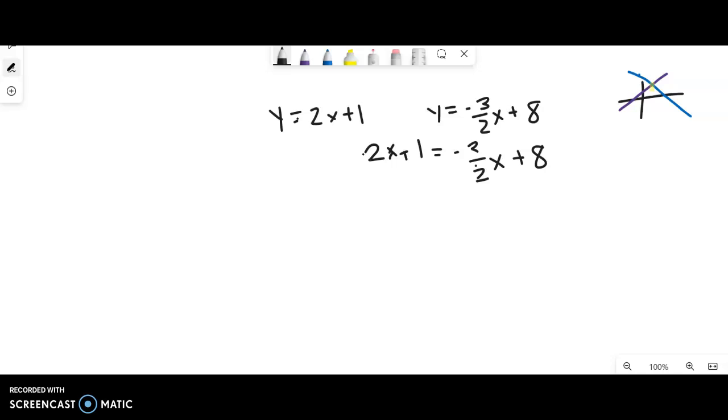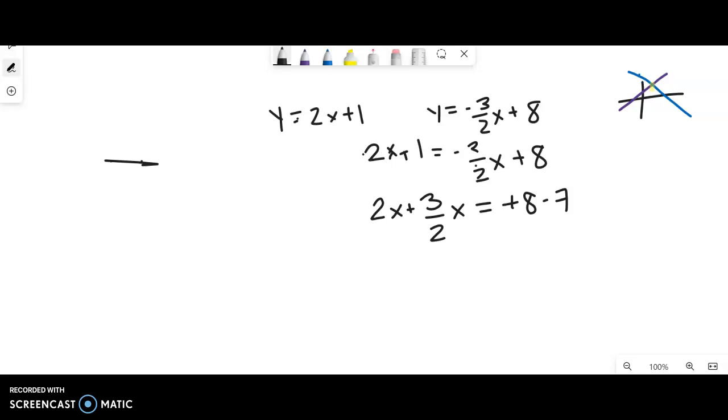Okay, sorry. I'm going to say, well, which side do I have more x's on? I've got 2 x's on one side and negative 3 over 2 x's on the other. So I got more x's on the left side. So I'm going to say 2x plus 3 over 2x on the left side is equal to the positive 8 stays there. And it was a plus 1, now it's going to be a minus 1.